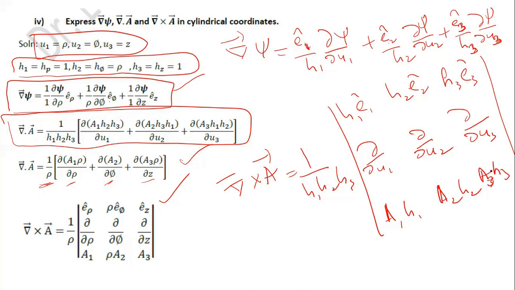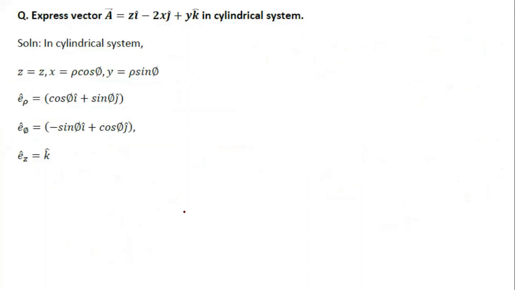So simply put the values of the scale factors and the coordinate variables, replace them: u1 with rho, u2 with phi, u3 with z. Then you will obtain the curl. So all these vector operations, you can do in this cylindrical coordinate system. So you can solve your engineering or physical problem using this cylindrical coordinate system.